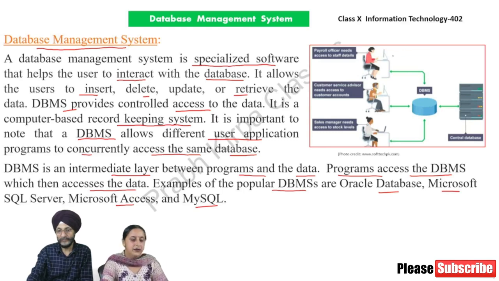In the figure, you can see that there are three different officers working in an office. While the payroll officer requires staff-related details, the customer service officer needs access to customer accounts. The sales manager needs access to stock-related details. DBMS helps all these officers to access the database simultaneously for different types of information.